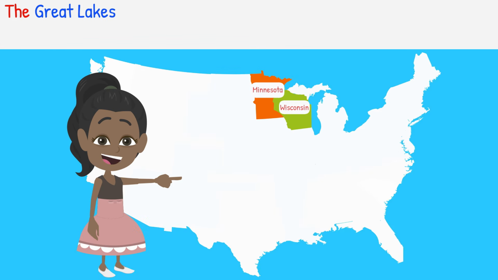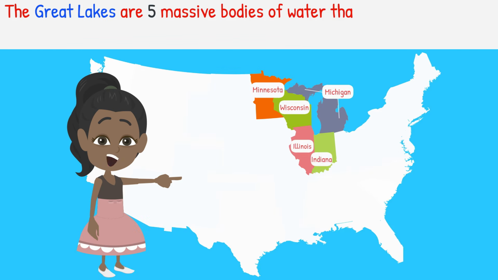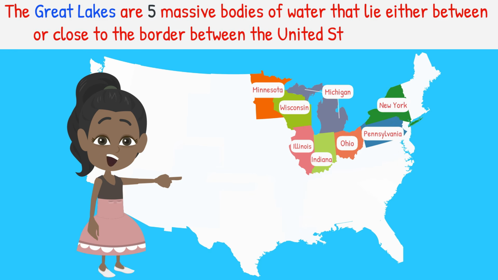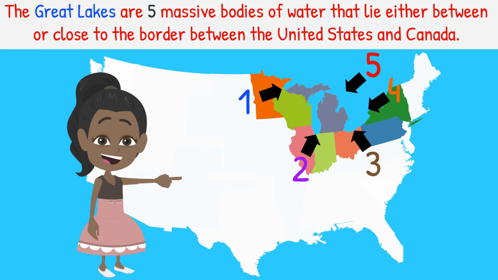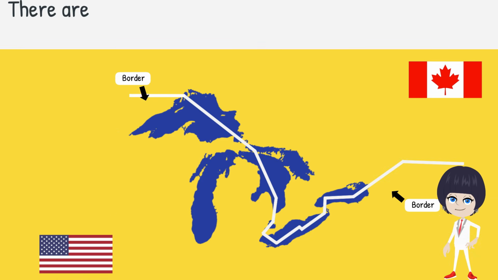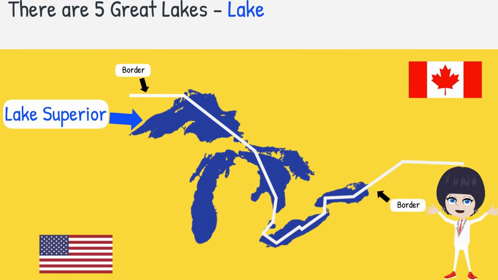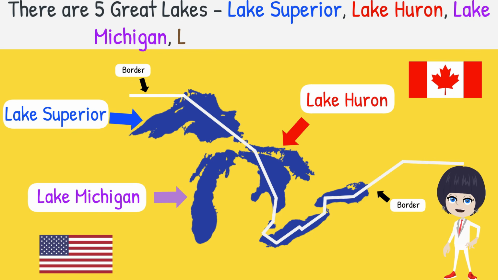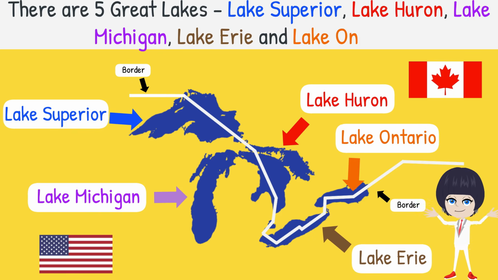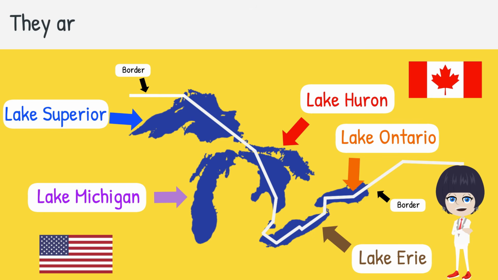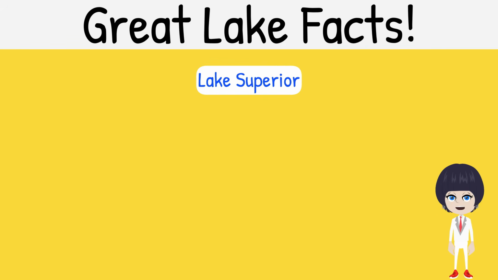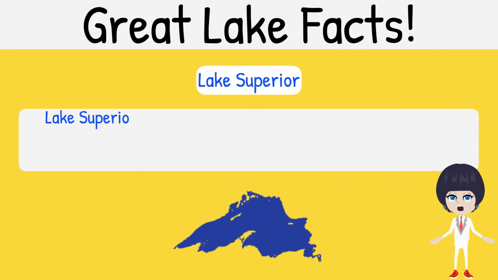The Great Lakes are 5 massive bodies of water that lie either between or close to the border between the United States and Canada. There are 5 Great Lakes: Lake Superior, Lake Huron, Lake Michigan, Lake Erie, and Lake Ontario. They are amongst the largest lakes in the entire world. Lake Superior is the largest freshwater lake in the world by surface area.